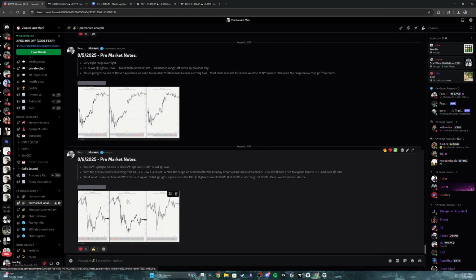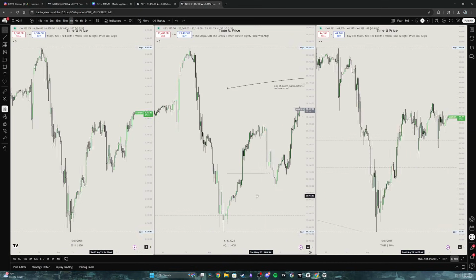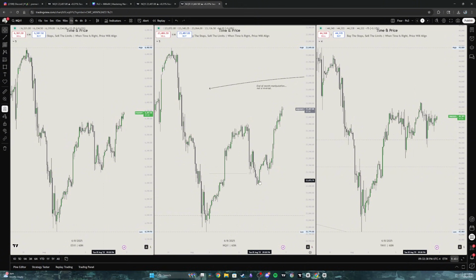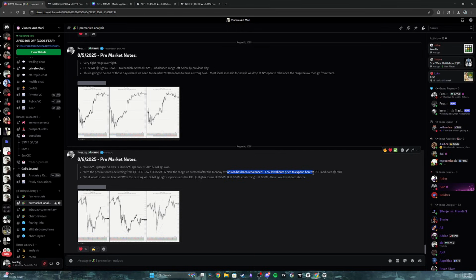So for my pre-market analysis, I stated that with the previous week low delivering from the SMT of the previous month low, now the range we created after the Monday expansion, you can't see it on this chart, but was from this expansion right here. We rebounced this range after delivering from the SMT, the previous month low. I could then validate price to expand here to previous day high and even previous week high, which was at the time, well, currently still is all-time highs.